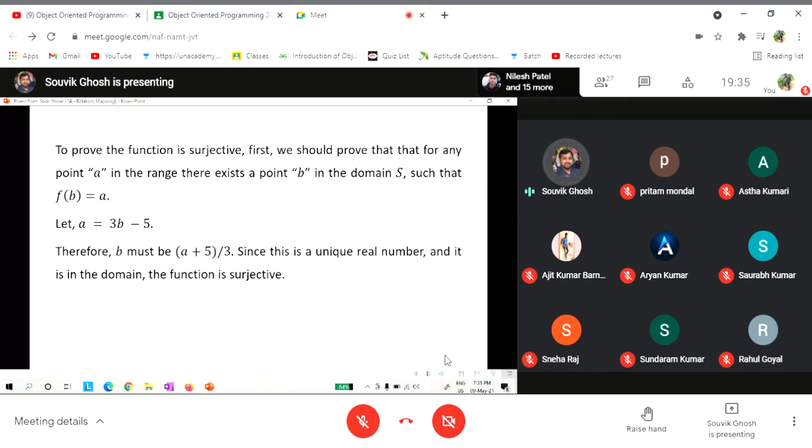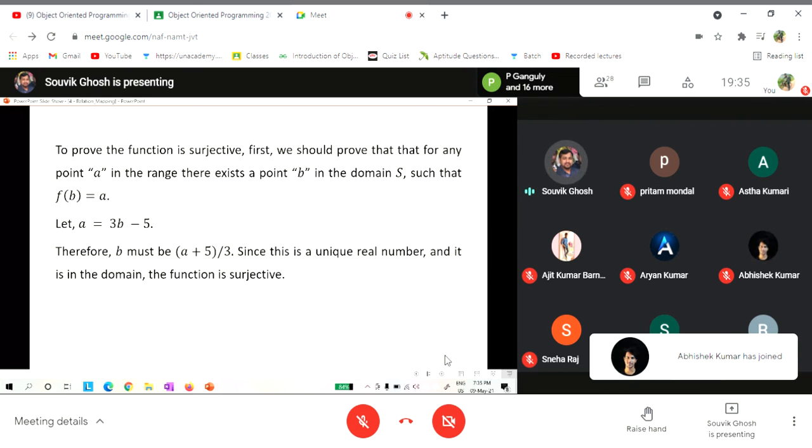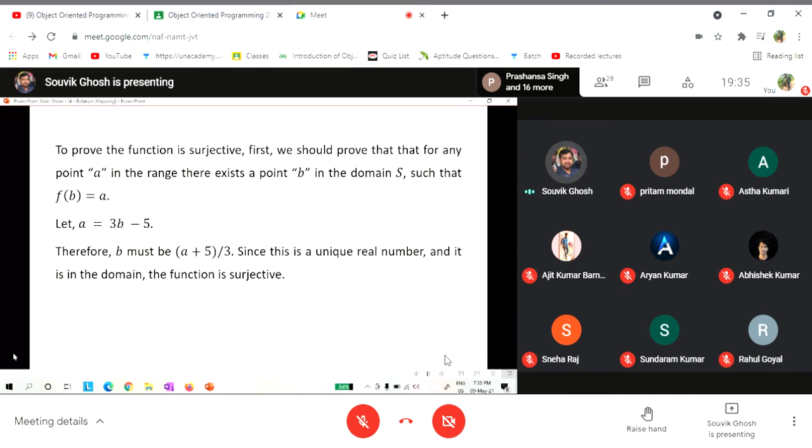So we have the expression of B, which is (A + 5)/3. Since A is a real number, 5 is a real number, and 3 is also a real number, adding two real numbers and then dividing by another real number gives again a real number. It is unique if we consider A unique. Since this is a real number, it must be in the domain, because the domain of definition of the function was the real numbers. So the function is surjective.